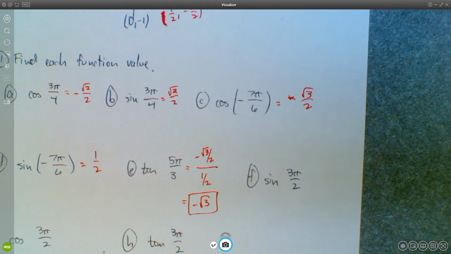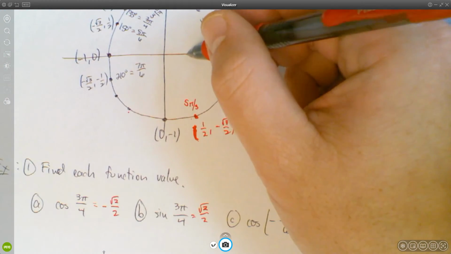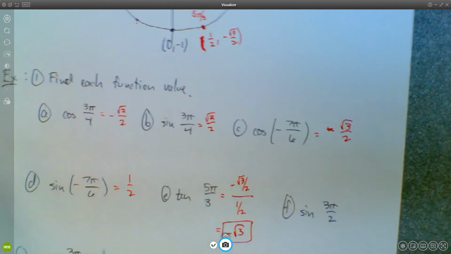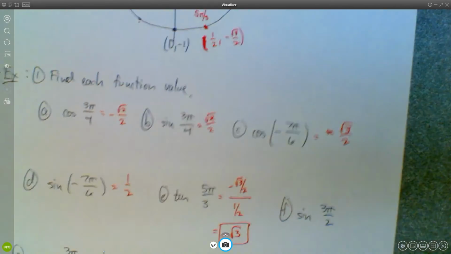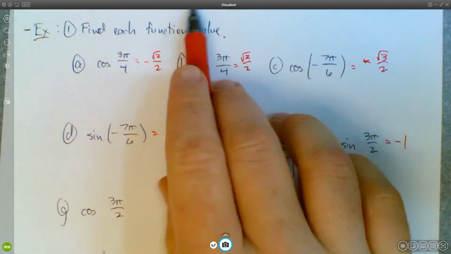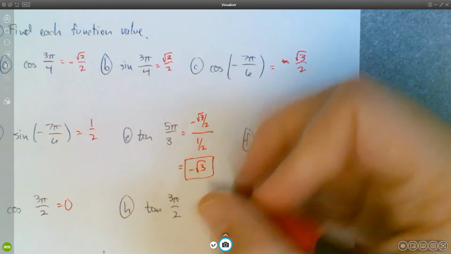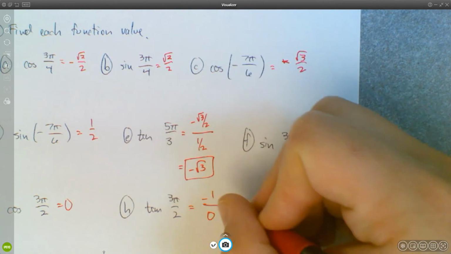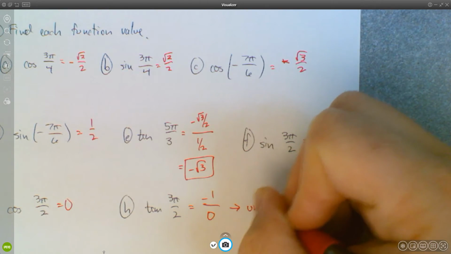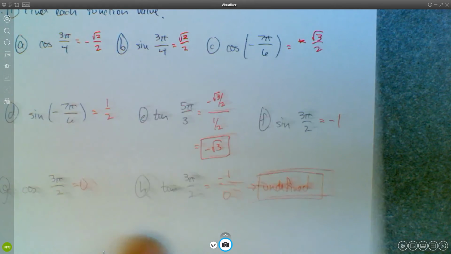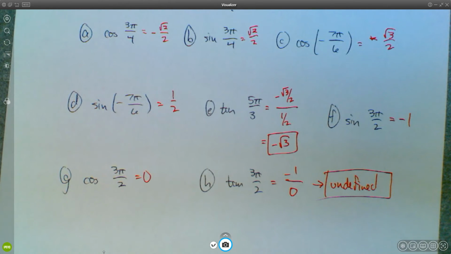Okay? Sine of 3 pi over 2, here's pi over 2, pi, 3 pi over 2 is down here. So sine of 3 pi over 2 is the y-coordinate, that's negative 1. Cosine of 3 pi over 2 is the x-coordinate, that's 0. Tangent of 3 pi over 2 is sine over cosine, that's undefined. Okay. So that's how we do trig function values on the unit circle.